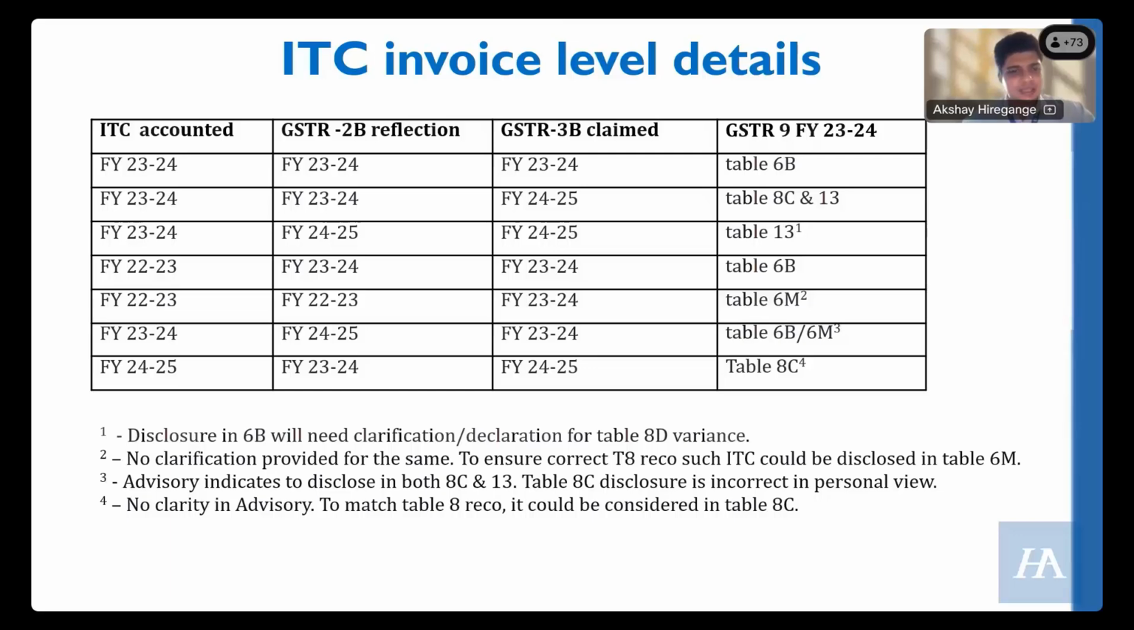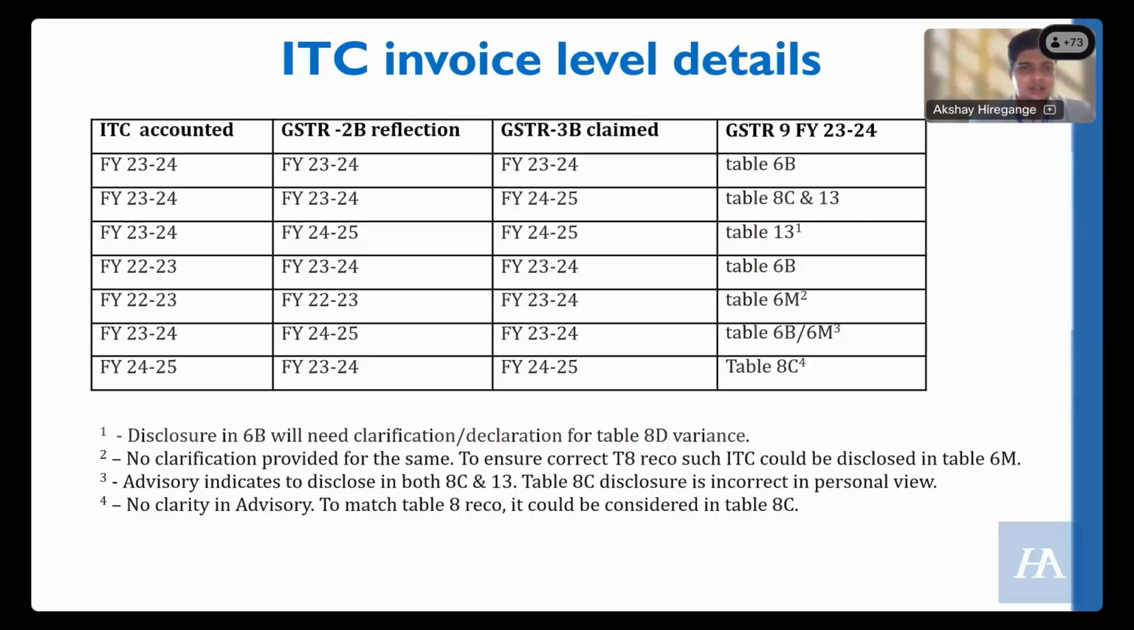But in this situation, if you show it in 6M, it would be more appropriate for the purpose of disclosure. Alternatively, there could be an option to disclose in 6B, but also give a reason for variance in table 8. Because it is a credit of 23-24, it is better to disclose as input or capital goods rather than show it in 6M, but you will have a variance when you are filing the table 8.